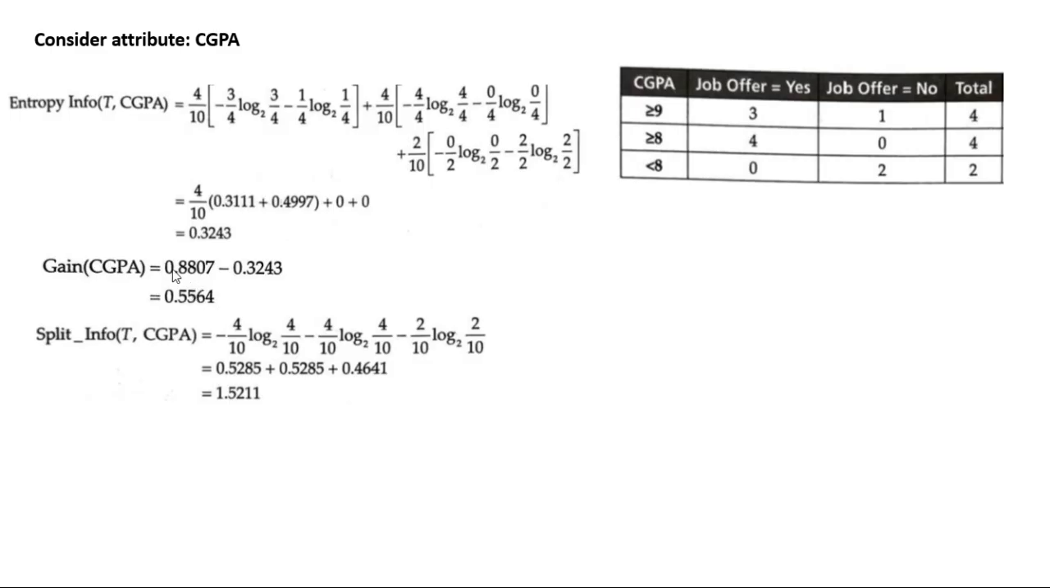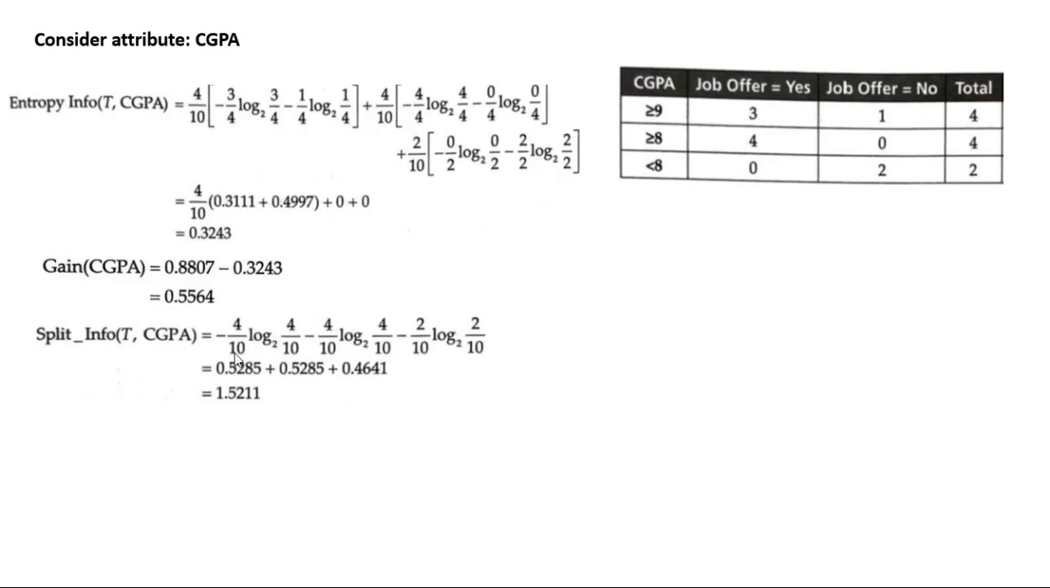Okay, I hope you got this. This 0.8807 is the entropy information for the entire training data set. 0.3243 is the entropy information for CGPA, for this attribute. Subtract that, you get the gain. Now till now it is similar to the ID3 algorithm which we learned in the last video. Now this is different. You have to find split underscore info. Split underscore info for T, CGPA.